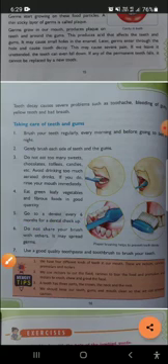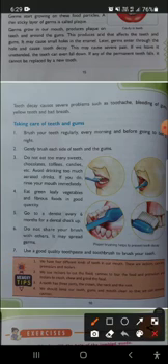Do not share your brush with others. You should not share your brush. It may spread germs. It may transfer germs from one mouth to another mouth. Use a good quality toothpaste and toothbrush to brush your teeth.